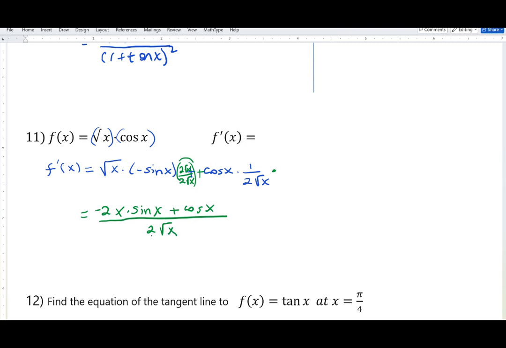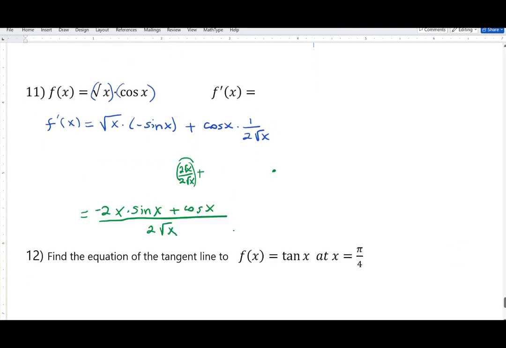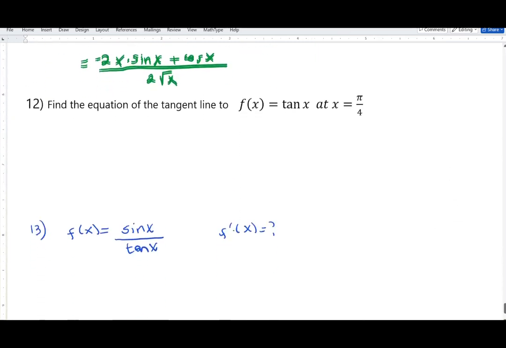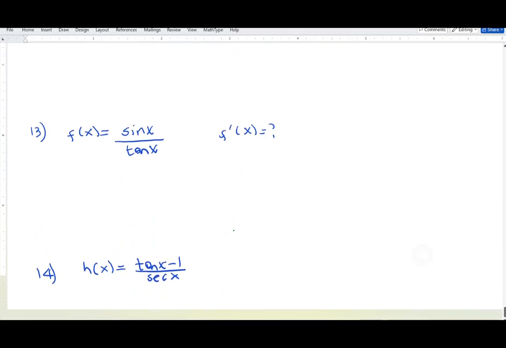So I could leave it like that. If necessary, I could even do one more thing. I could multiply both the top and the bottom by the square root of x to rationalize denominators. I'm not usually very picky about that, so you can leave it like this, or if you prefer, you can also do the other one. That's fine. So two more examples, number 13 and number 14.